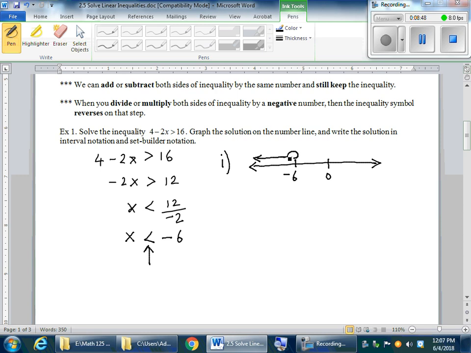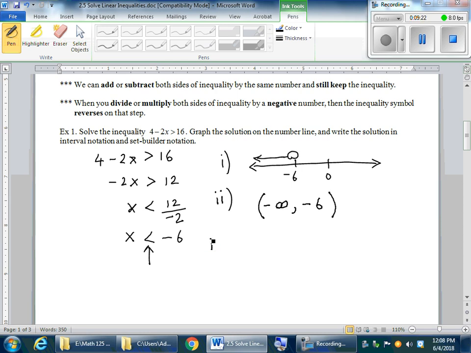Now that we know the graph, based on this graph we can quickly write the interval notation. So interval notation is always smallest value to the largest value, so it'll be negative infinity to negative 6. As usual, for negative infinity or positive infinity, we use parentheses. Now the other endpoint, negative 6, is not included, right, because of the less than inequality, so we use parentheses.